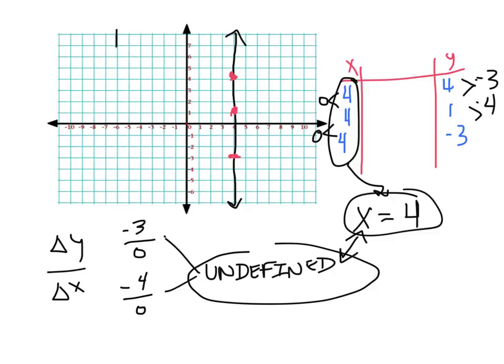Just for another quick example of what you might see, say I had a line going over here on the left side. You could put it as undefined, or I could also say x equals negative 6, because no matter what the y value is, x will always be negative 6. And so that's how we're going to deal with our vertical lines.